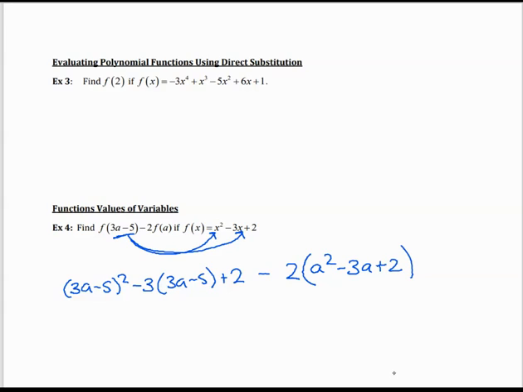Okay, so now I've plugged everything in that needs to be done, so now I simplify. Remember, this first part means to really FOIL. 3a times 3a is 9a squared, and then I'll have minus 15a, which is minus 30a, and plus 25. Be sure to distribute our negative, so minus 9a plus 15 plus 2. And then make sure to distribute the negative 2.